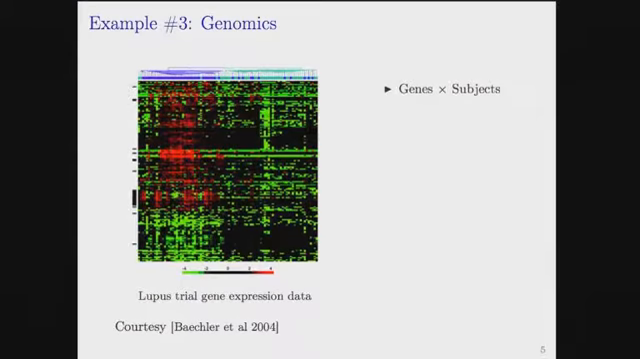My third example is instead from genomics. So what you see here is a representation of the results of a study that was done more than a decade ago. It was reported in PNAS. What they did was they assayed gene expression levels from a number of patients. And basically what you have here is a genes times subjects matrix.